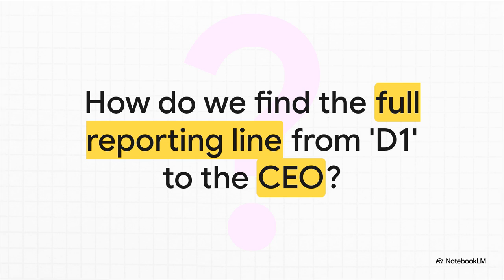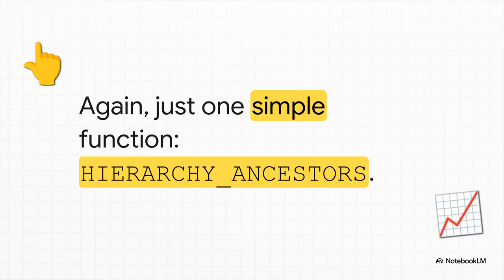All right, that was cool. Let's flip it around. What if we need to go in the other direction? How do we find the complete chain of command for employee D1 all the way up to the top? Yeah, you guessed it. It's just one function again, hierarchy ancestors. This navigation function does the exact opposite of the last one. It uses that hierarchy parent rank attribute we saw earlier to just effortlessly trace the path from your starting point all the way back to the root of the tree.